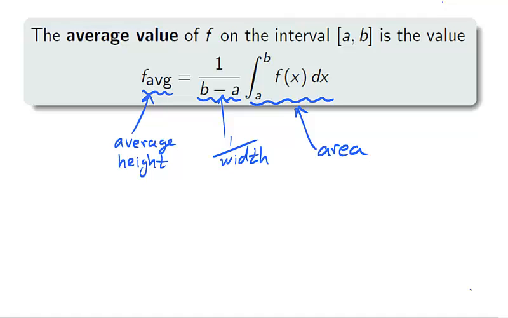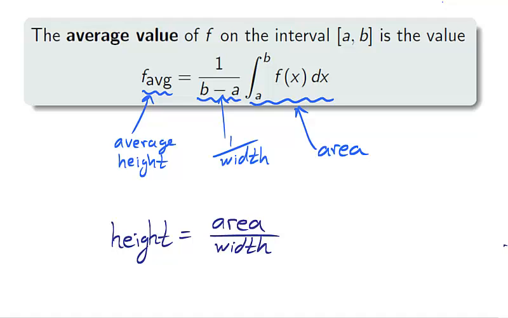To remember this formula, the value f average represents the average height of the curve, while b minus a is the width of the interval. The integral represents the area. So just like in a rectangle, the height is equal to the area divided by the width.